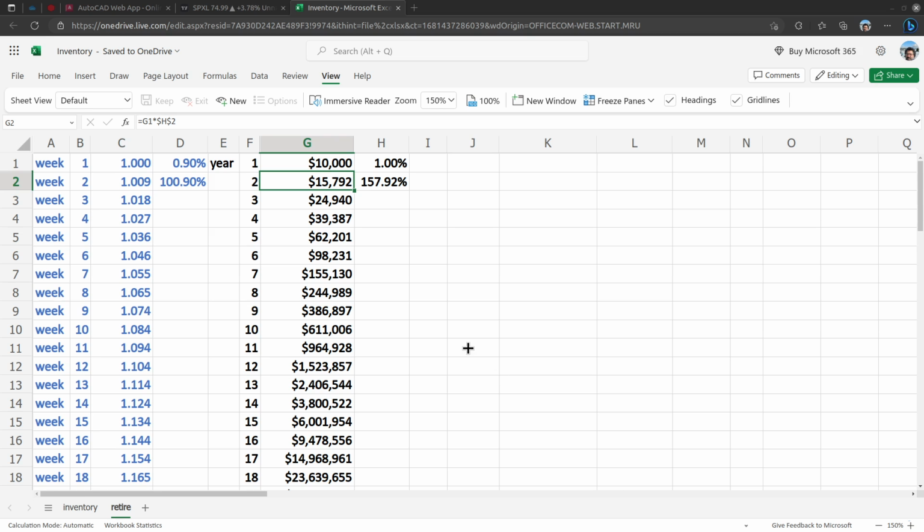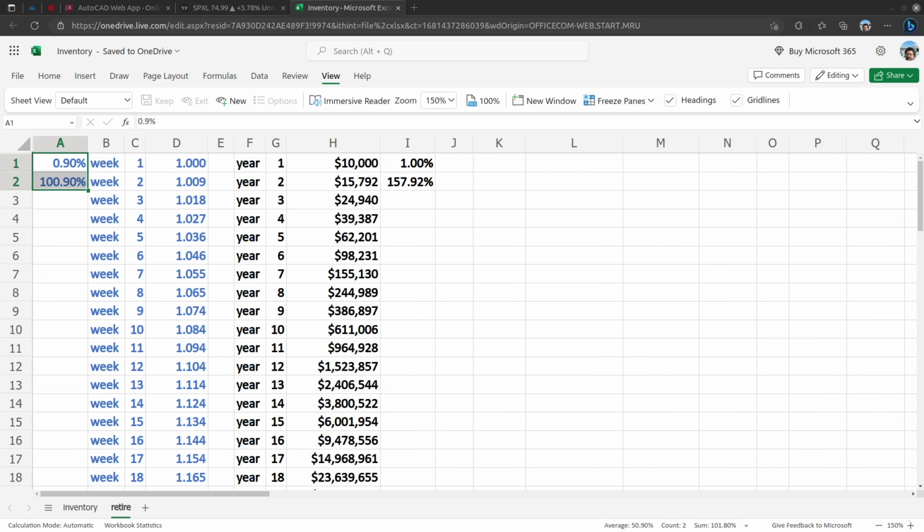One moment. Okay, yeah, what I was forgetting to explain is how to go year by year. First year, I should copy this here. And let's go. So I moved this over here, so this is more clear now. This is week on blue, and this on black is years. So first year you have 10,000. Now you add 57% to that, you have 15,792, 24,940.